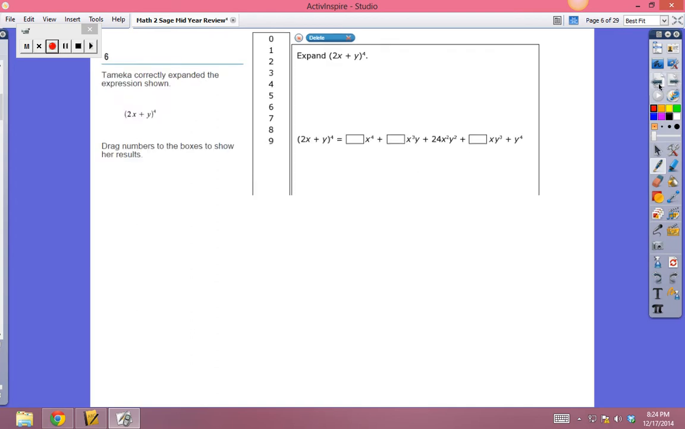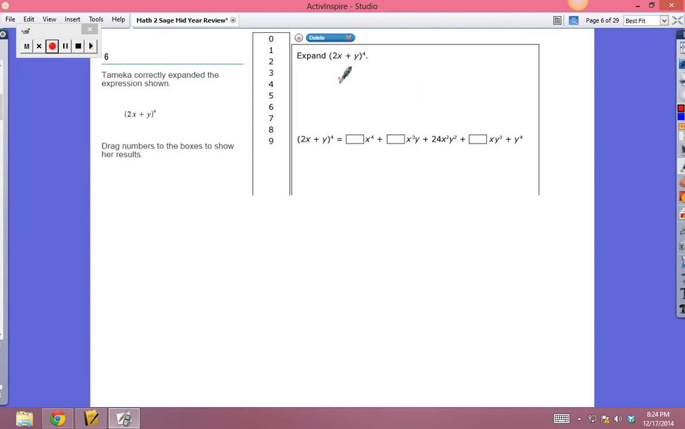Number 6. Okay, this is kind of a mean problem. They want you to expand 2x plus y to the fourth. That is 2x plus y times itself over and over again 4 times.